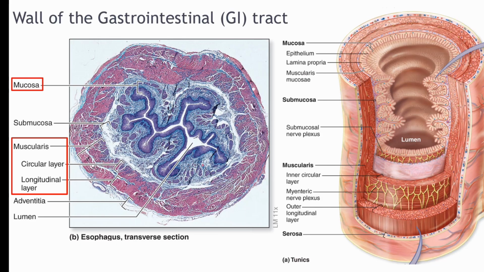So this is what this looks like in a histological section, a transverse section. The mucosa right there, you see it's in darker shades of blue. The reason it's a lot bluer and almost purplish is because of the mucus. And then you have the submucosa, which is connective tissue. And then you have the muscularis, which is your circular layer and your longitudinal layer.